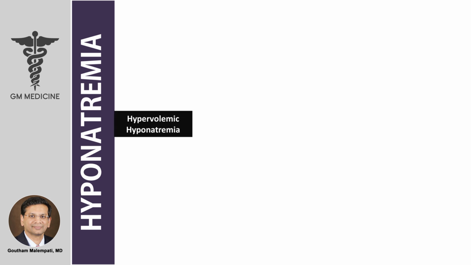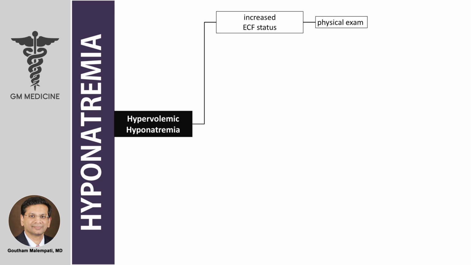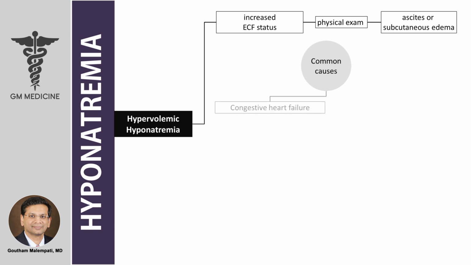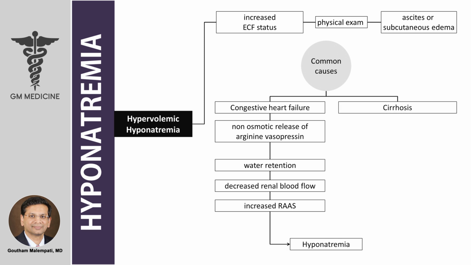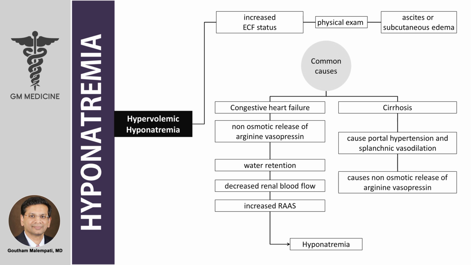Coming to hypervolemic hyponatremia, clinically they have increased extracellular fluid status, which is noted on physical exam as ascites or subcutaneous edema. The two most common causes include congestive heart failure, where the non-osmotic release of arginine vasopressin is a dominant factor leading to water retention. There's also decreased renal blood flow, causing increased renin-angiotensin-aldosterone system activation, which can lead to hyponatremia. Cirrhosis, on the other hand, can cause portal hypertension and splanchnic vasodilatation, which in turn causes non-osmotic release of arginine vasopressin, leading to increased water retention and hyponatremia.